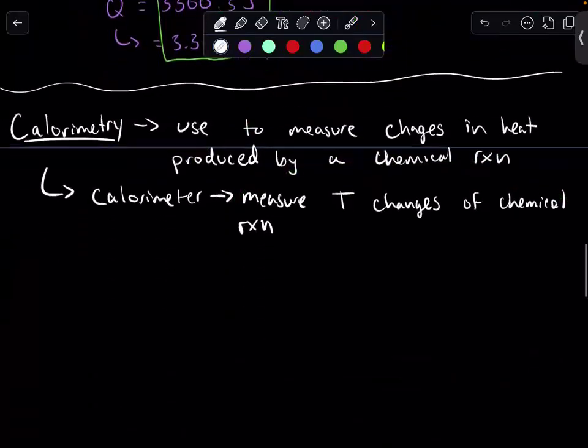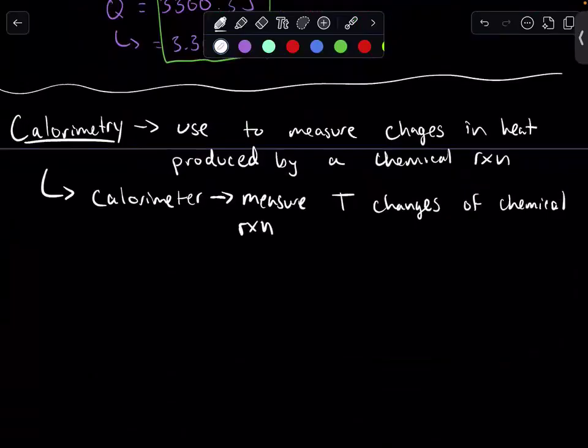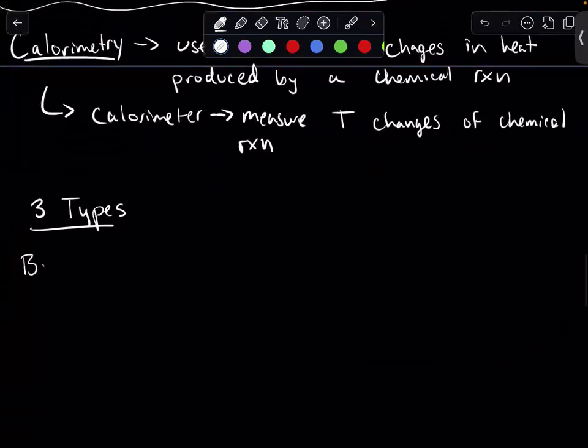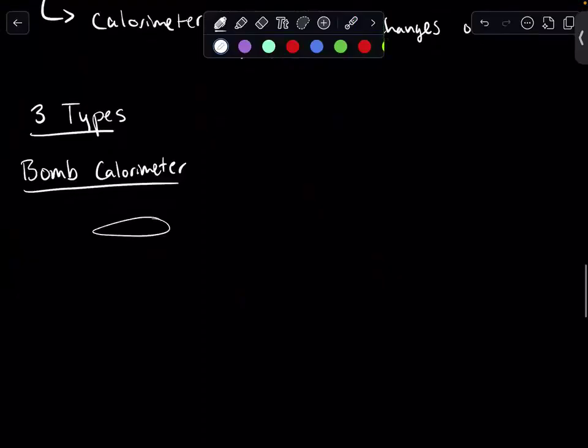The DP does require you to know different types of calorimeters. There are 3 types of calorimeters that we use, so you should be familiar with all of these. The first one is a bomb calorimeter. You should be kind of familiar with what they look like. A bomb calorimeter is usually an expensive looking container with lots of layers of insulation, so it's like double walled. You have a thermometer in the top, and then you have a separate chamber for a reaction to happen.